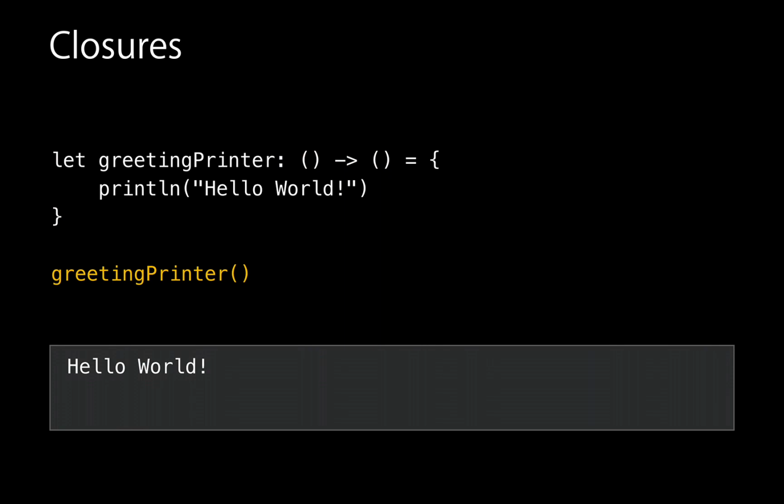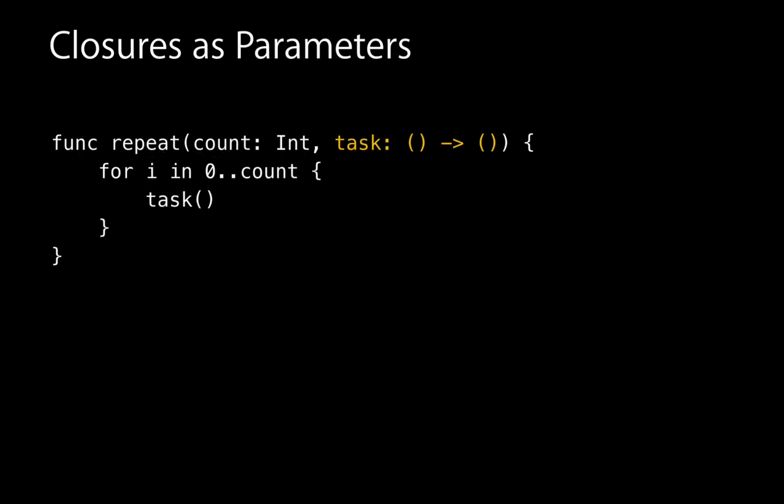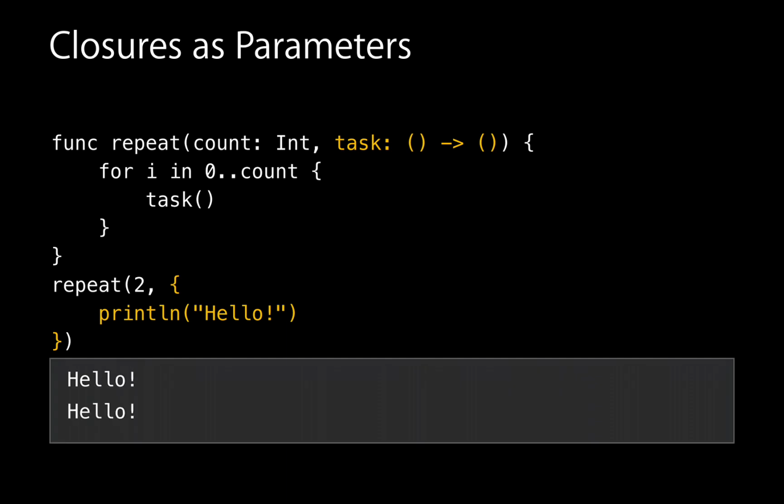What about closures as parameters? Well, to do this, same syntax again. I'm going to create a repeat function this time. And this will repeat a task a given number of times. And the task is a closure. So again, empty parens, arrow, empty parens. Doesn't take any values, doesn't return anything. And it will be repeated for the number that I supplied. How do I call it? Let's call it twice. I want this closure to be repeated twice. So I can supply my closure in line right there in the function call.